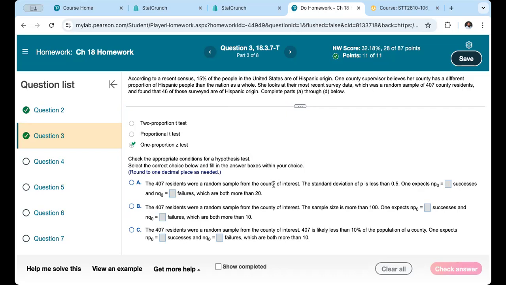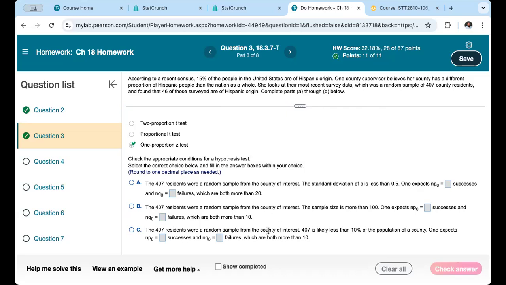So when I look at A, it says that the 407 residents were a random sample from the county of interest. You can see which is true. And when you're faced with multiple choice, you have to be a bit smart. You can see this first condition here runs through all of them.